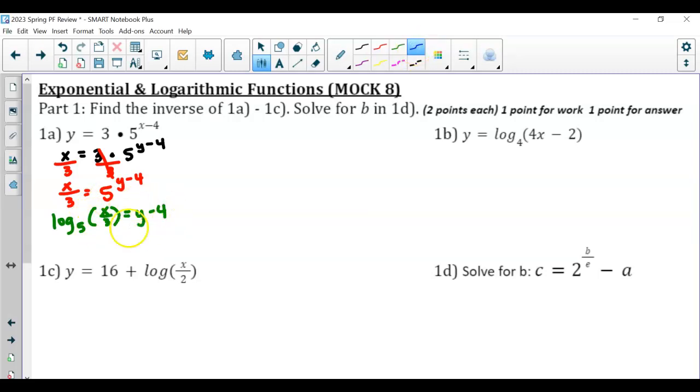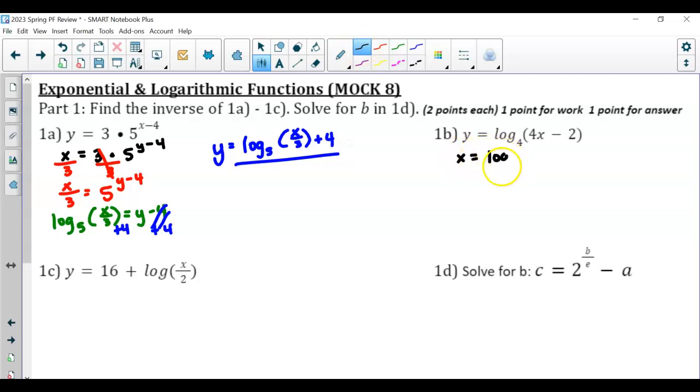So now what do we have to do here to get y by itself? Add 4 now to both sides. So now you've got the inverse, which is log base 5 of x divided by 3, then plus 4 on the outside. So same thing again, we're going to get the inverse. So let's switch the x and y.